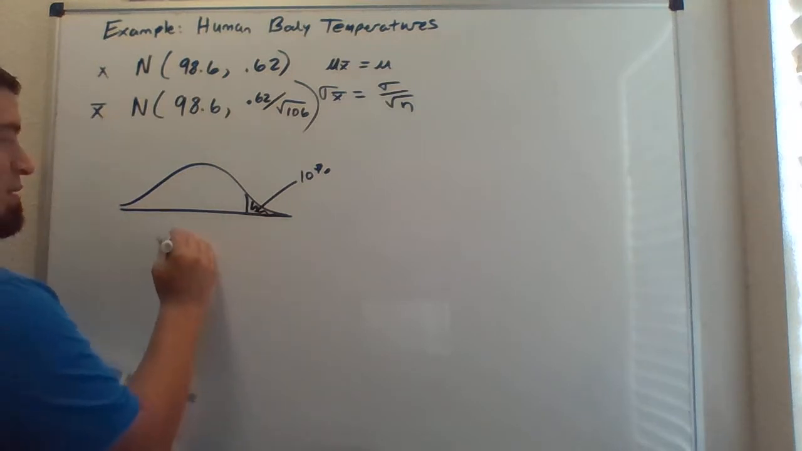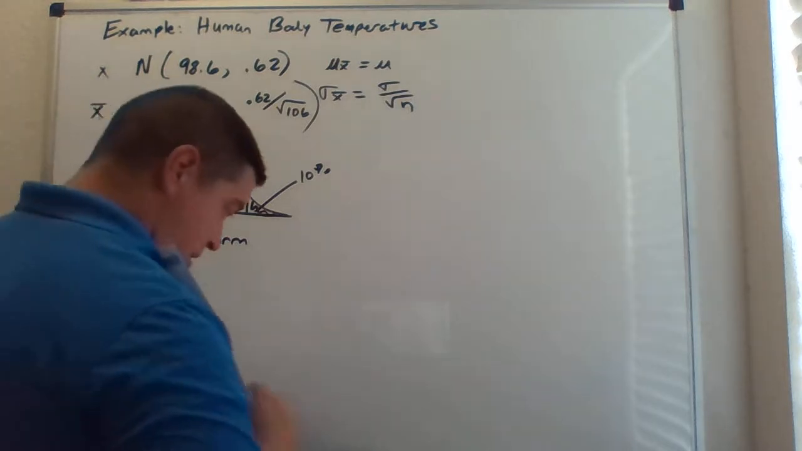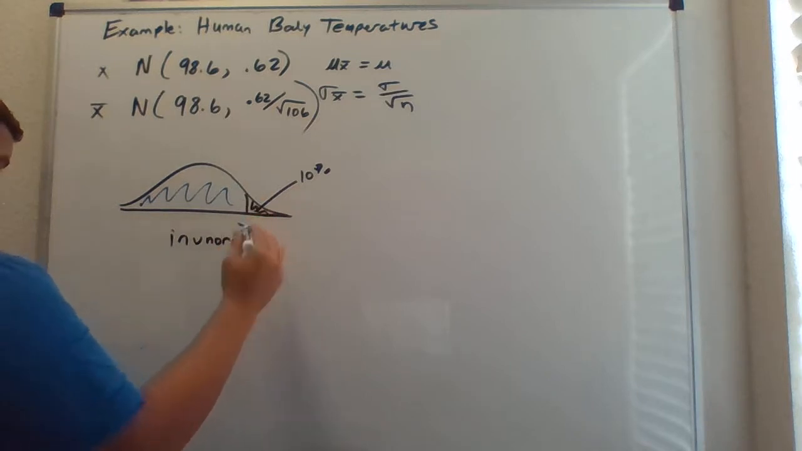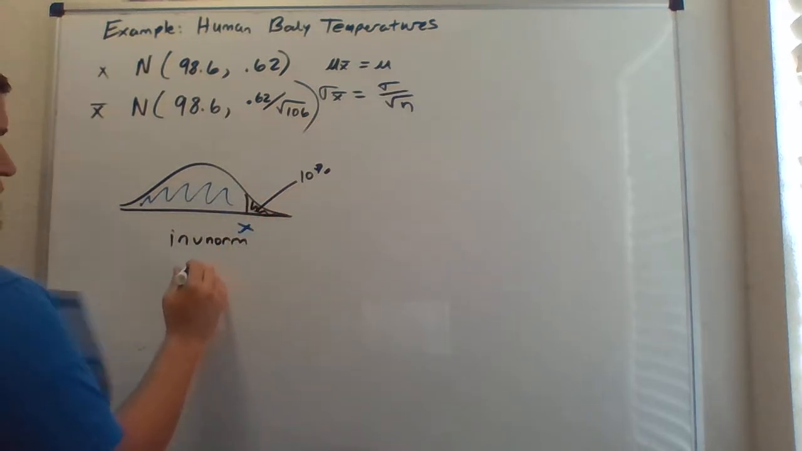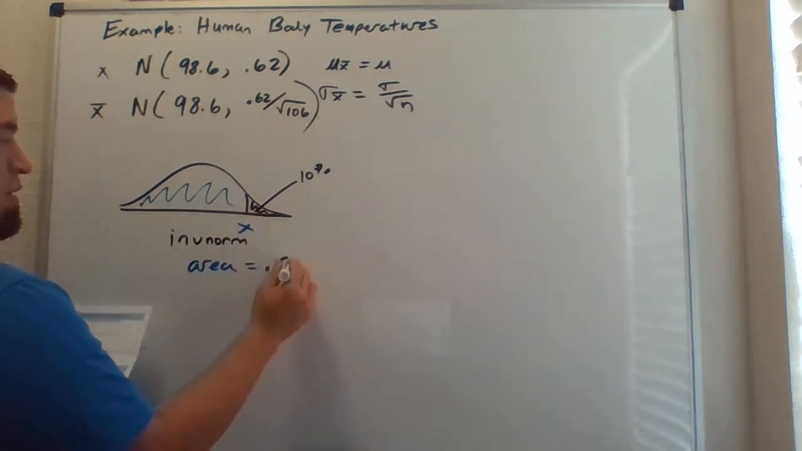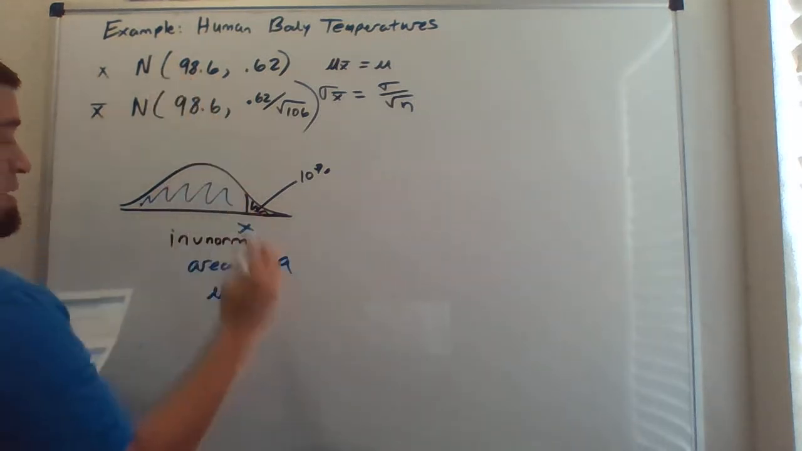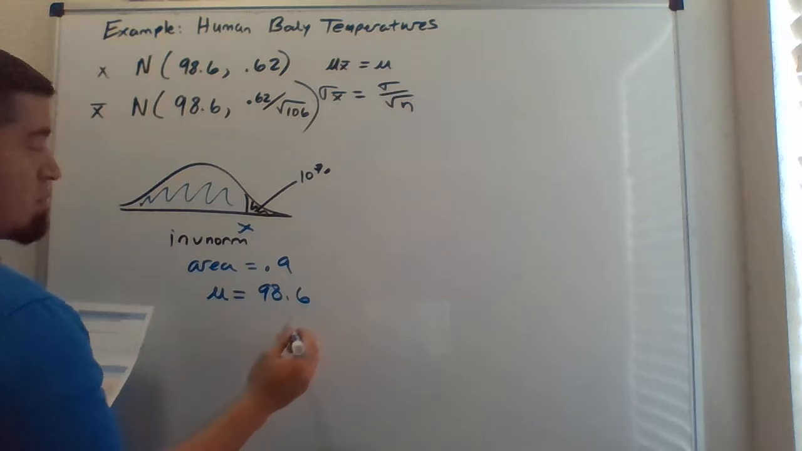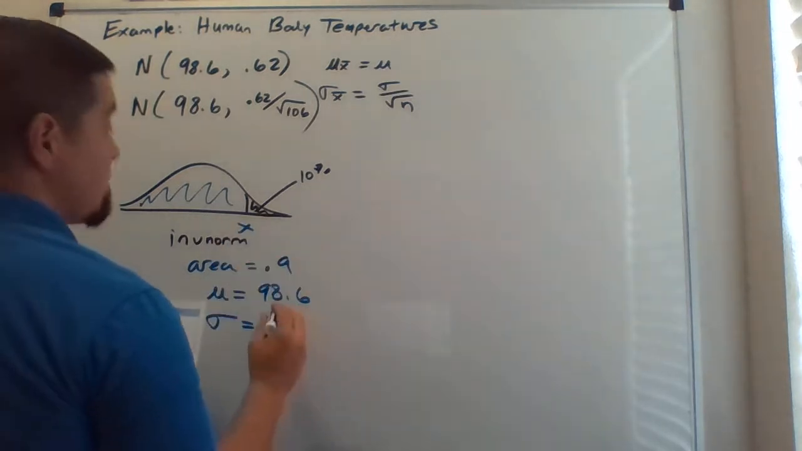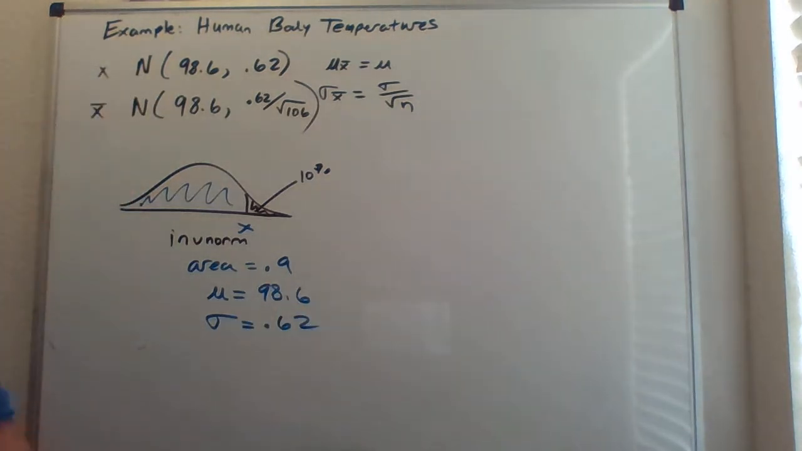I prefer just using inverse norm. Remember the calculator can only tell you area to the left, but we're looking for the x value. So the calculator will ask you, what area is to the left of your x value? We're going to tell it 0.9, 90%. And then it'll also ask you, what's the mean? The mean temperature is 98.6, and the standard deviation, since I'm looking for an individual, is 0.62. And that's all I have to tell the calculator, and I will get my result.